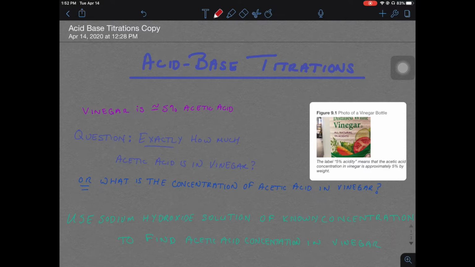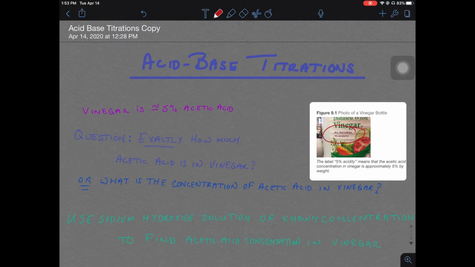we had talked about in lab that vinegar is only 5% acetic acid. The other 95% of it is water. So if you had 100 grams of vinegar, 5 grams of it would be acetic acid, and the other 95 grams of it would be water. And if you look at the label here on a vinegar bottle, it says that it's 5% acidity. The 5% acidity means it's 5% acetic acid.